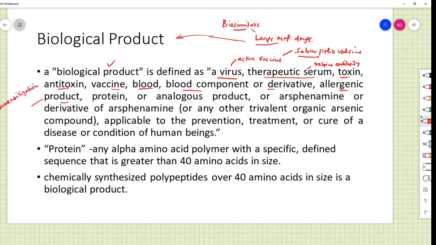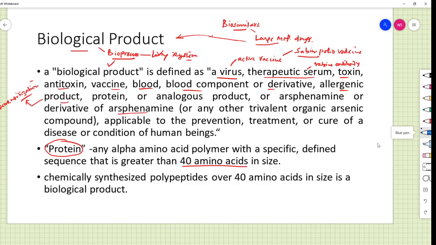Desensitization. That is an immunological drug that is used to reduce a person's allergy. Or arsphenamine or derivatives of arsphenamine. So this is the definition of a biological product. Here a protein is defined as anything that has greater than 40 amino acids. We said a biological product is produced by a bioprocess, and the bioprocess is producing it in a living system.